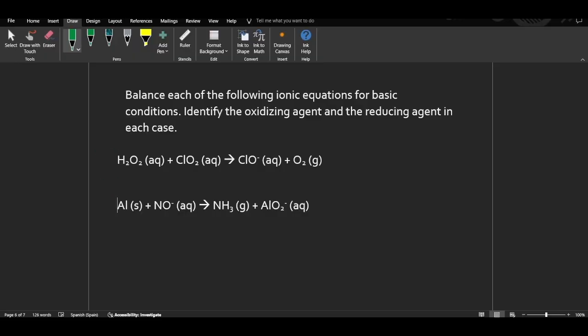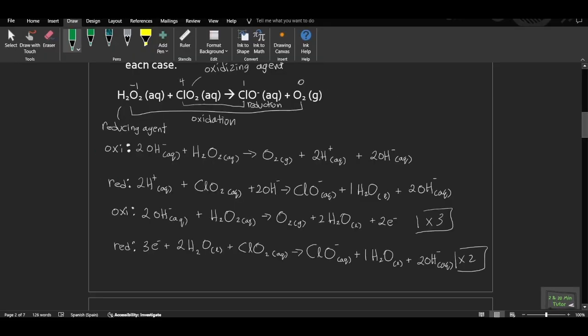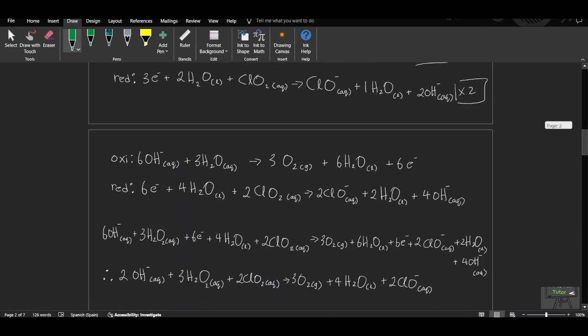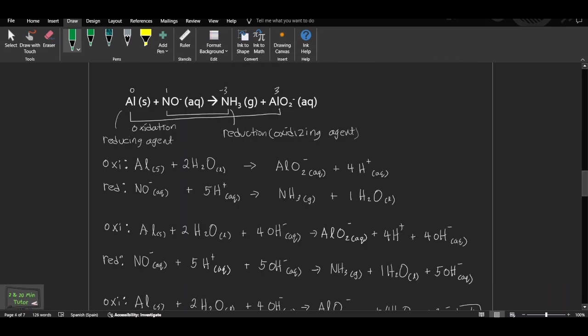Try this one and try this one on your own, and I'll be giving you the answer shortly. This is the answer to the first question. I will slowly scroll down. This is the answer to the second question. I will slowly scroll down.